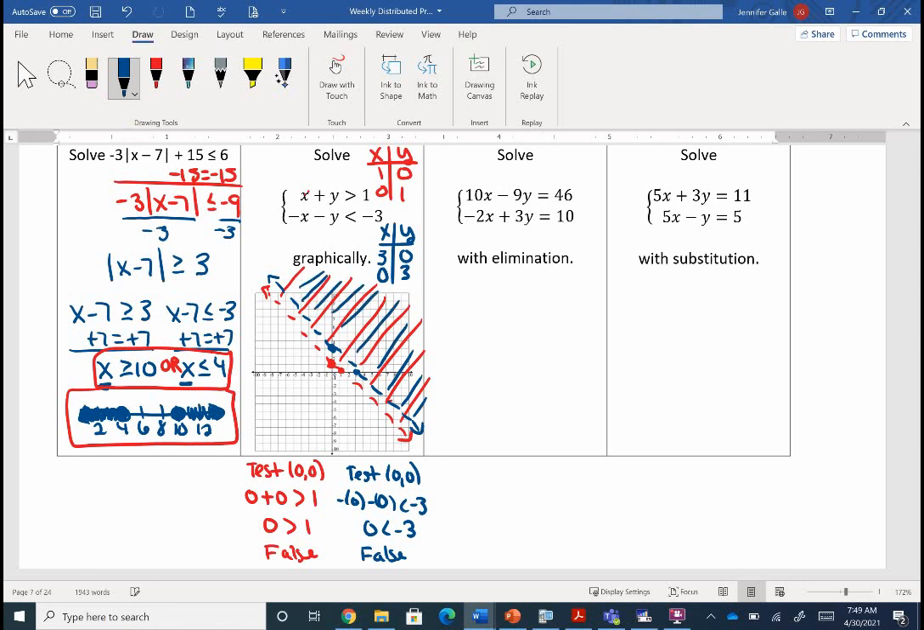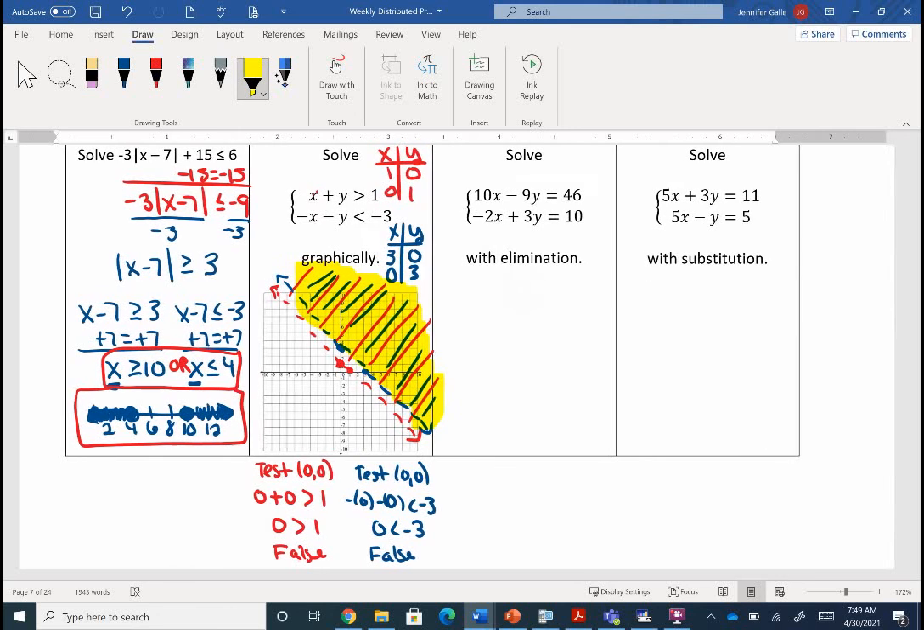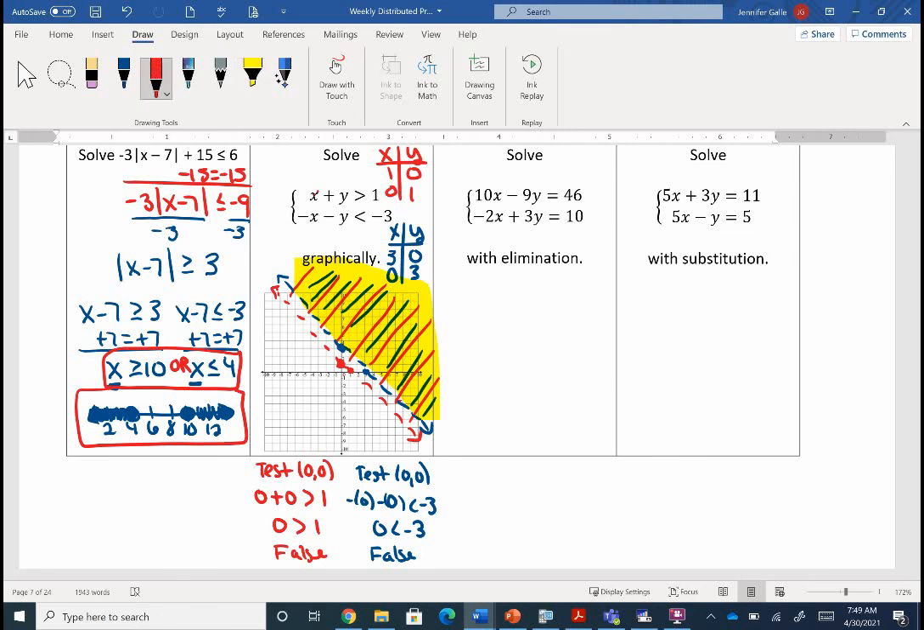And now the final piece of this is we have to shade in where the two shadings intersect. So the solutions for my system are where my two shadings overlap. So it's going to be where my red and blue are. So we're going to be up above that blue dotted line. So just where the red and blue shadings overlap is what we're looking for there.